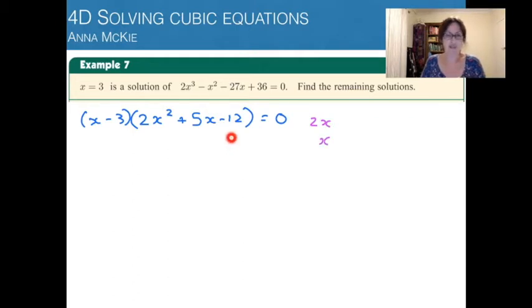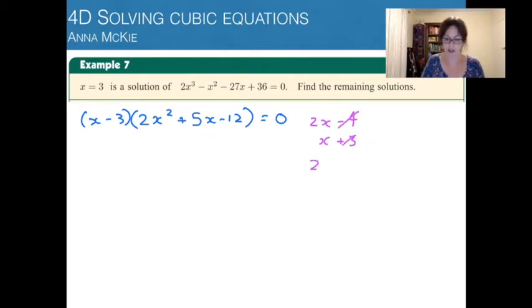Just a refresher, using a cross method to solve this, you might look at 12, you might look at 6 and 2 or 3 and 4 as your factors. You might start with 4 and 3, noticing that 12 is negative, so one of these has to be negative, not both. And you might play around, okay, if I do this as positive 6 and that is negative 4, that's going to get me positive 2. That's not 5, so that's not going to help me.